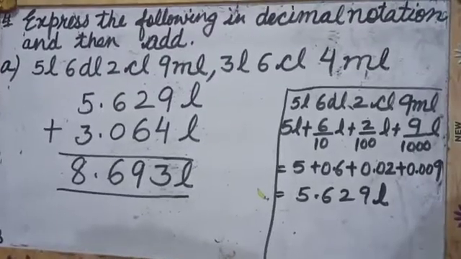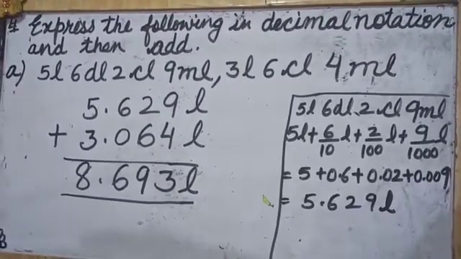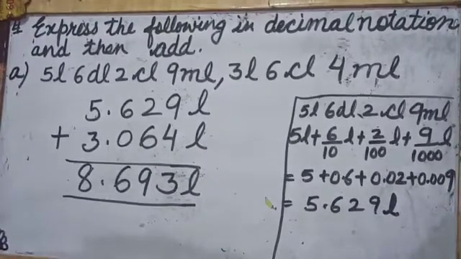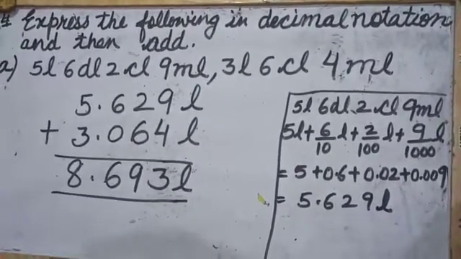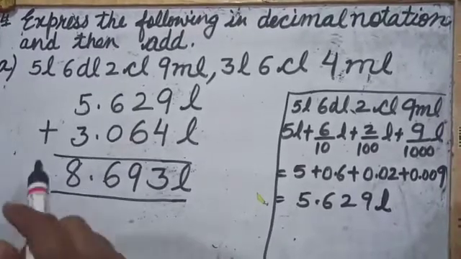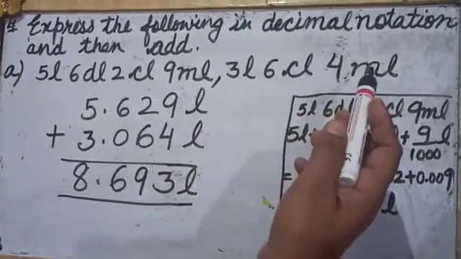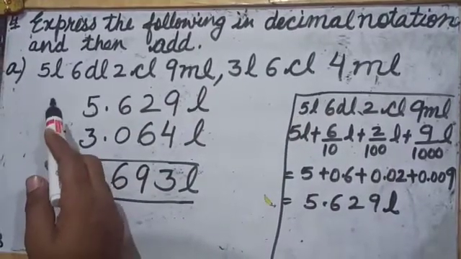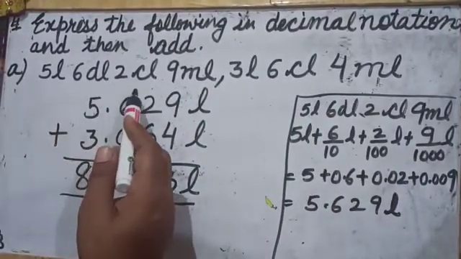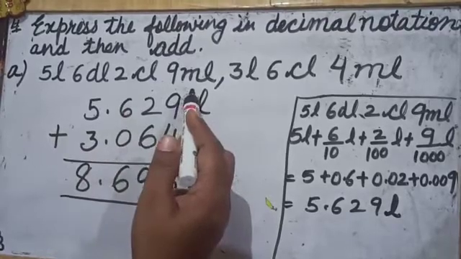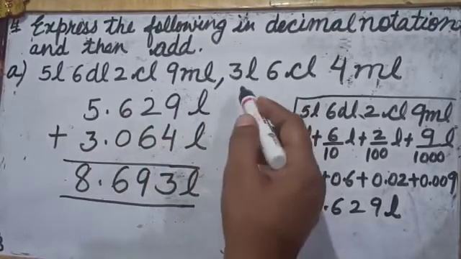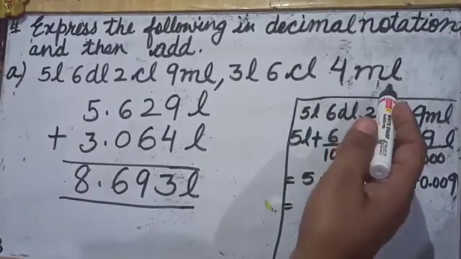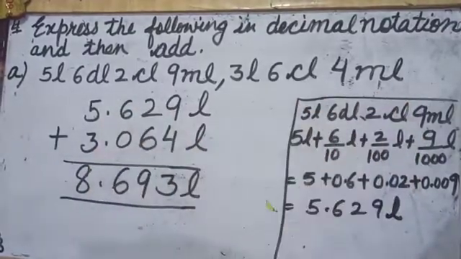Now the next topic is fundamental operations using decimal notation. You will learn how to add, subtract, multiply and divide. Now you can see I have written: express the following in decimal notation and then add. 5 liters, 6 deciliter, 2 centiliter, 9 milliliters, then next number is 3 liter, 6 centiliter and 4 milliliter. These two parts you have to add up.